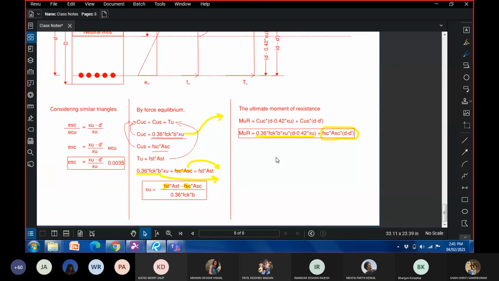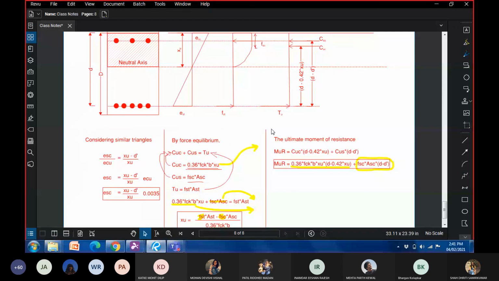Okay, so with this we have finished the theoretical portion for the behavior and design of beams in flexure. We'll just solve a small numerical in the class next time for doubly reinforced beam, and then we are good to go for the next topic.